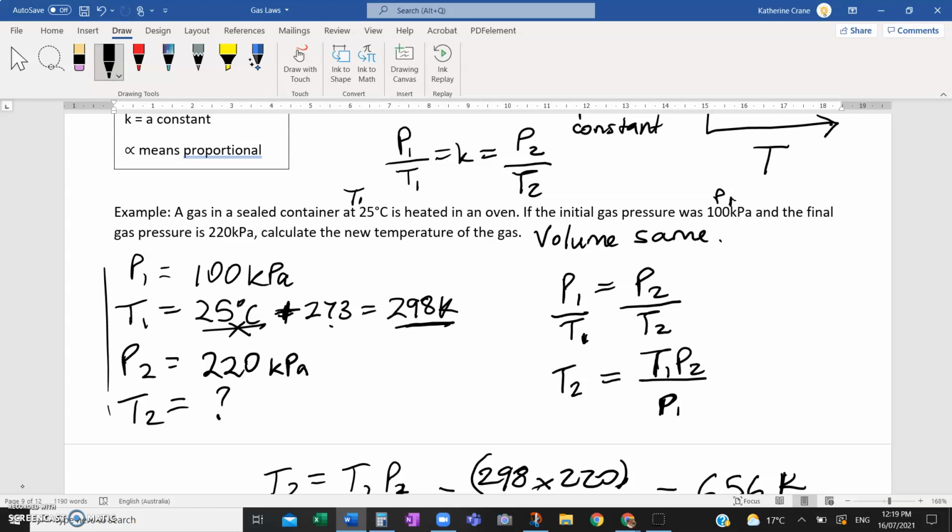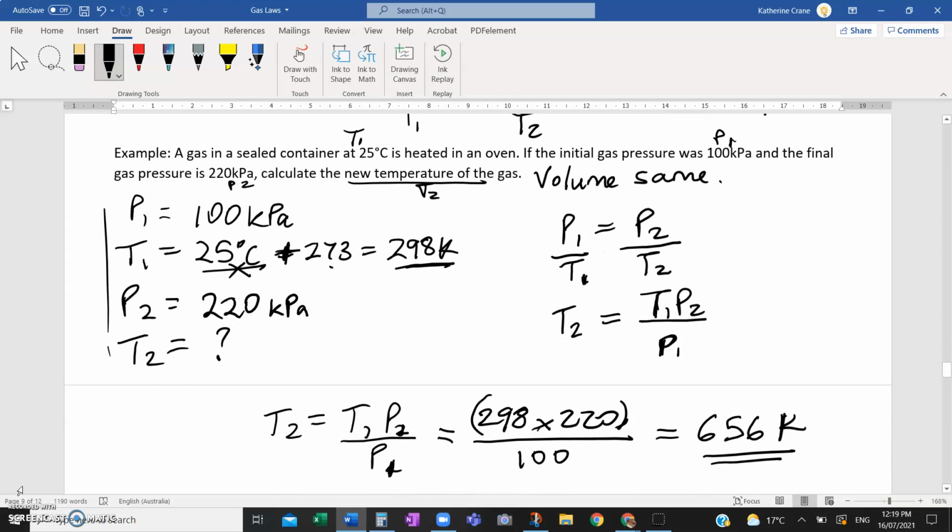Okay, P2 is also here, there. So it tells us we need to find T2. It says it here. But it's always important to write out what you've got and check your values that it's the right type of units. So here we have our P1 over T1 is P2 over T2.